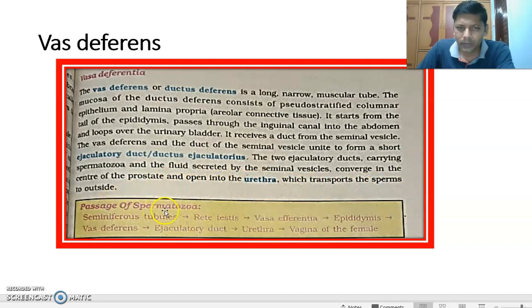The passage of spermatozoa was given in previous NEET exams. Seminiferous tubules, from there to rete testis, rete testis to vasa efferentia, then sperms come out of the testis into the epididymis, then to the vas deferens, ejaculatory duct, urethra, and to the female reproductive tract, that means the vagina of the female reproductive tract.